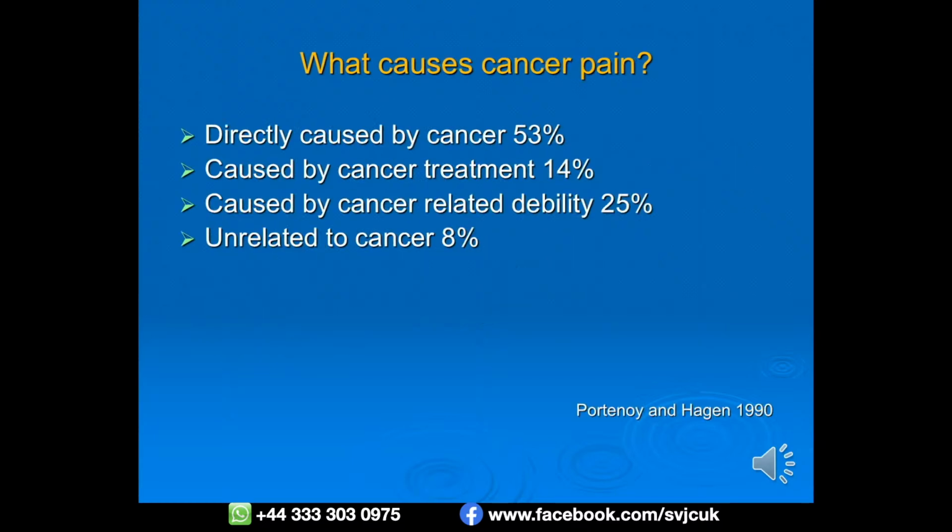So coming to what causes cancer pain: directly caused by cancer constitutes 53%, caused by cancer treatment about 14%, caused by cancer related debility 25%, and some pain can be completely unrelated to cancer, which constitutes 8%, such as other areas including muscle pain, etc., as well as back pain.